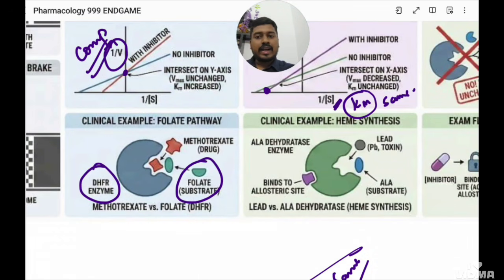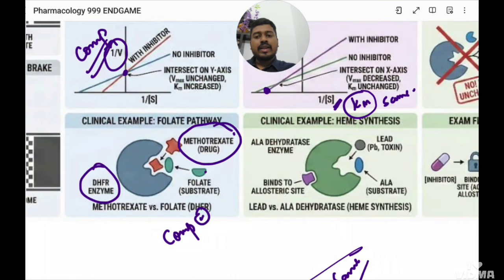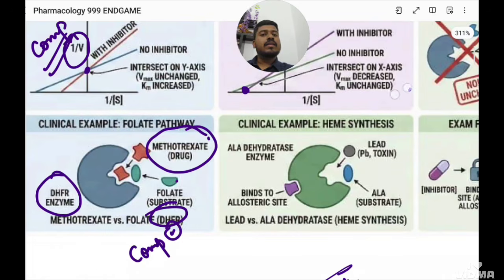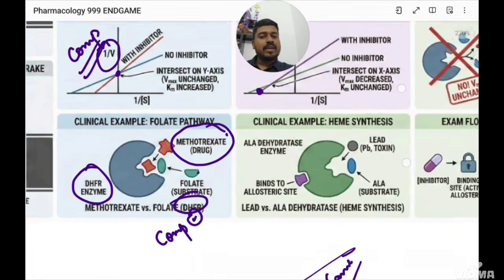DHFR is the dihydrofolate reductase enzyme, which metabolizes folate. But instead of folate, which drug has come? Methotrexate. So methotrexate is the competitive inhibitor of DHFR. Now similarly, in non-competitive inhibition, you see here, which enzyme is this?